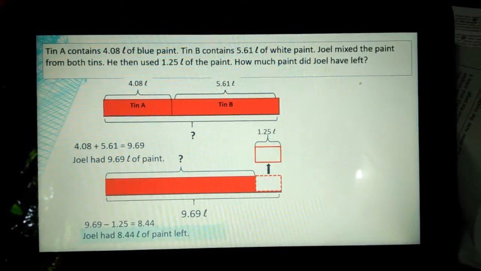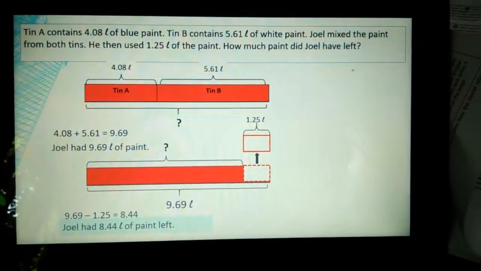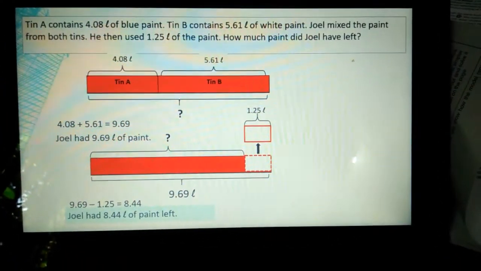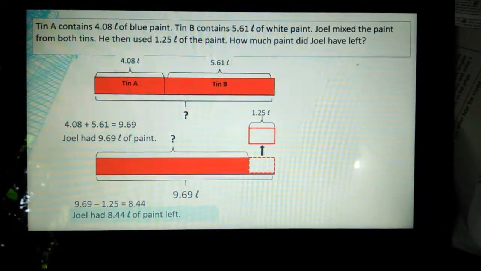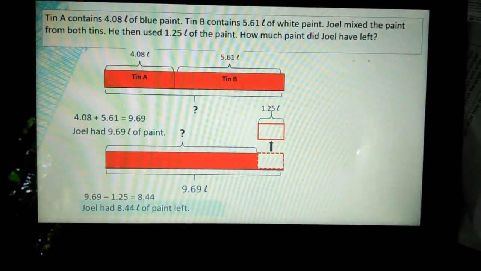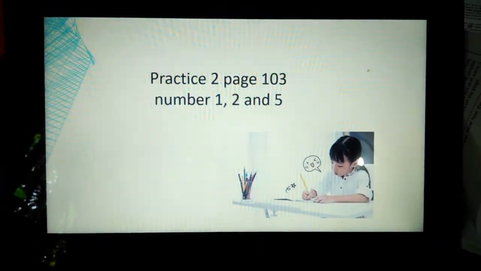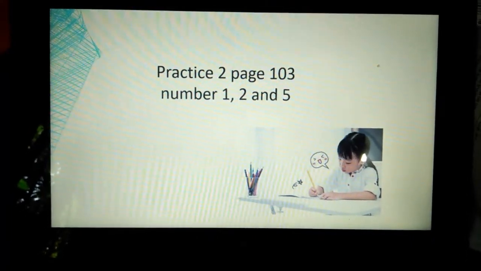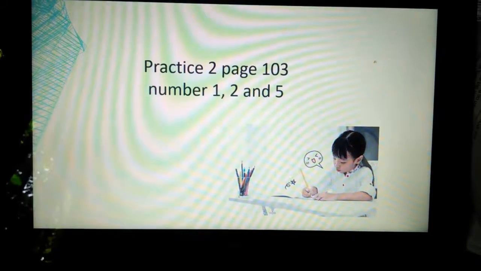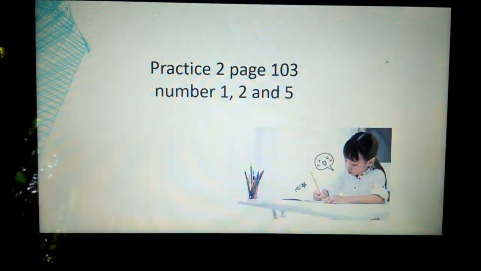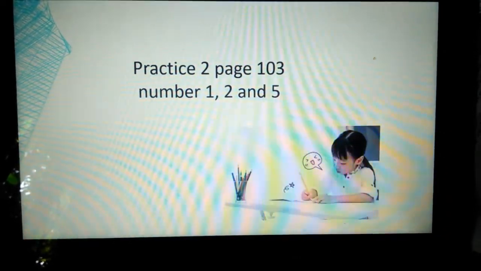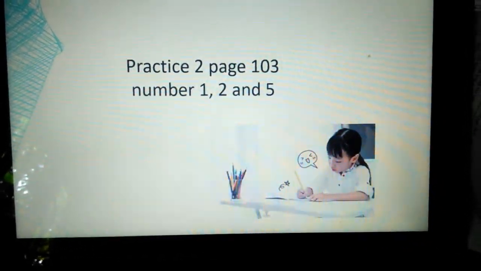The last step is, how can you check your answer? Is your answer correct or not? You have to work backwards. For your practice, please do practice 2, page 103, numbers 1, 2, and 5 in your workbook.